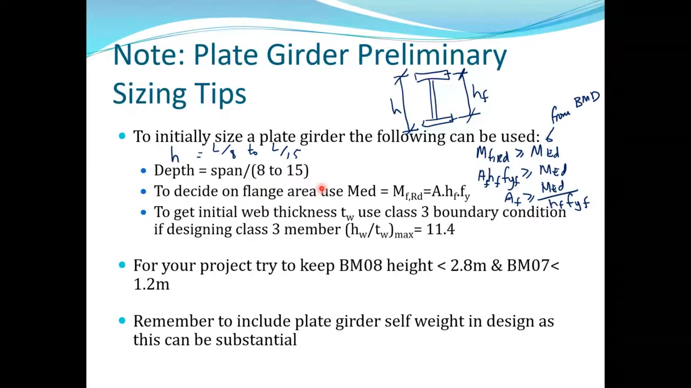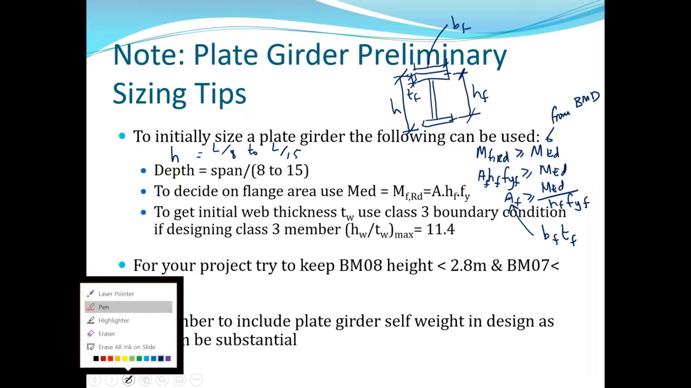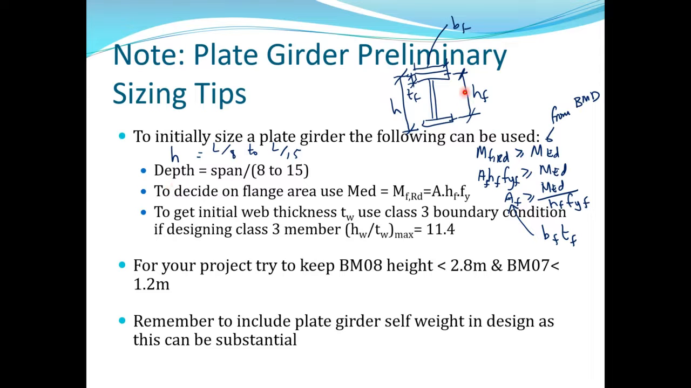So in step two, we need to assume a thickness, and then by assuming the thickness, we can work out what the width is here, because AF is the width of the flange BF times the thickness of the flange TF. Okay, so that's step two. So now we've decided on the overall height of the section. We've decided on the top flange and the bottom flange from step two.